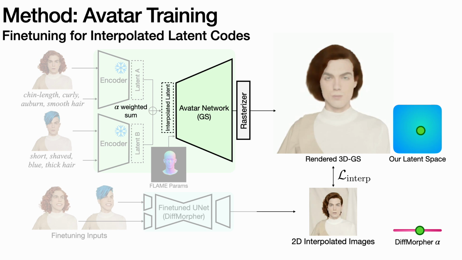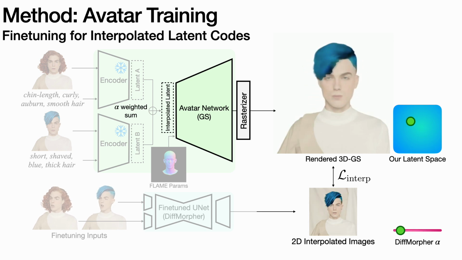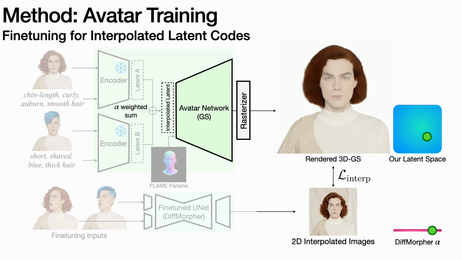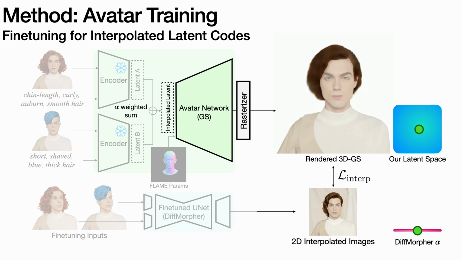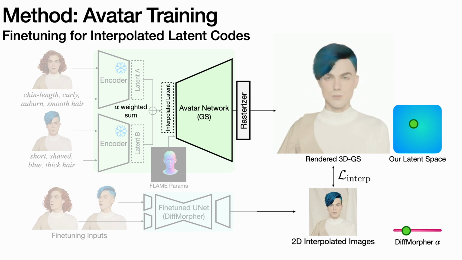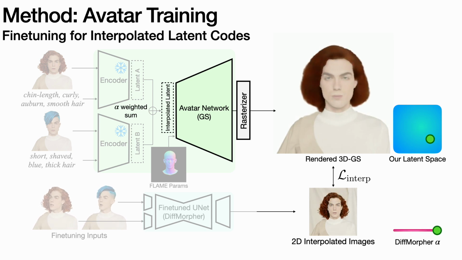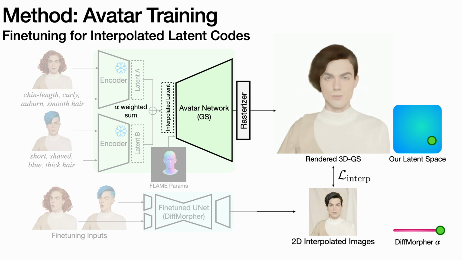We apply the loss only to the subpart region of the generated 3D Gaussian splatting rendering and the 2D interpolated sample, updating only the avatar network. This loss helps the model align the interpolation weight alpha in Diffmorpher with the alpha in our latent space, resulting in smooth and natural interpolation.